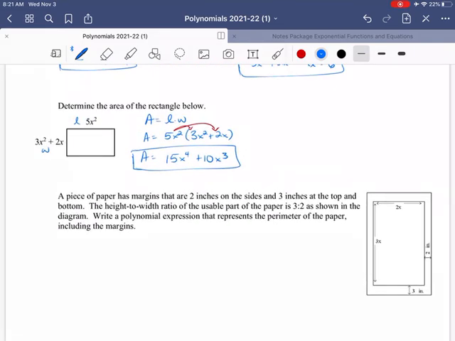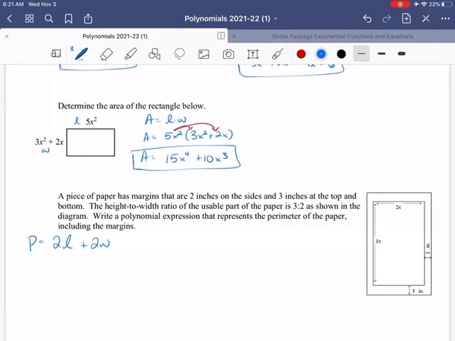All right, a piece of paper has margins that are 2 inches on the sides and 3 inches at the top and bottom. The height to width ratio of the usable part of paper is 3 to 2 as shown in the diagram. Write a polynomial expression that represents the perimeter of the paper, including the margins. So we have to figure out something here. The perimeter is the sum of all sides, so that there's 2 lengths plus 2 widths. We need to figure out the lengths and widths.